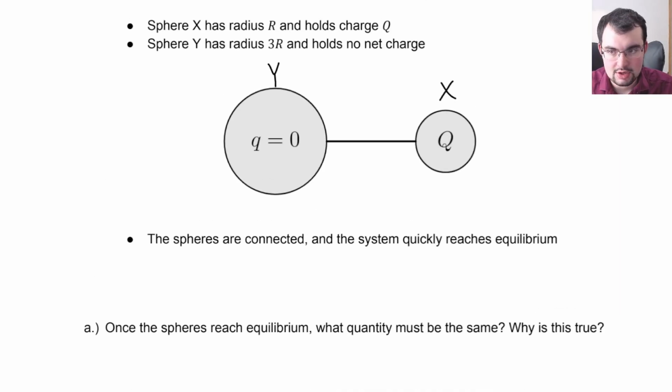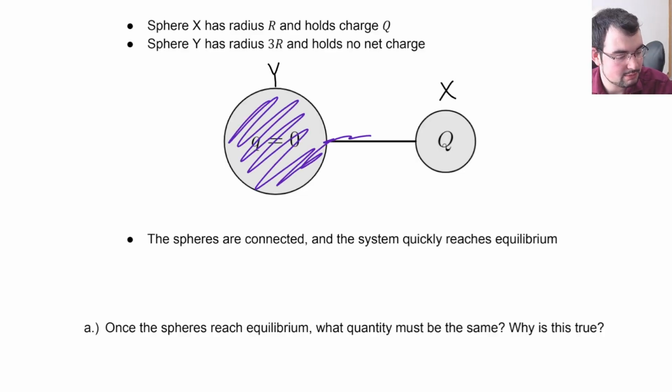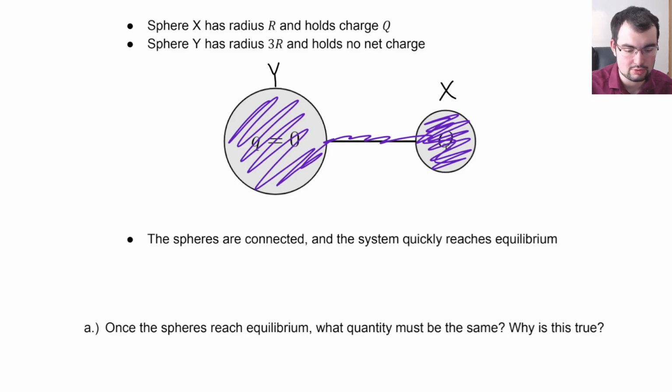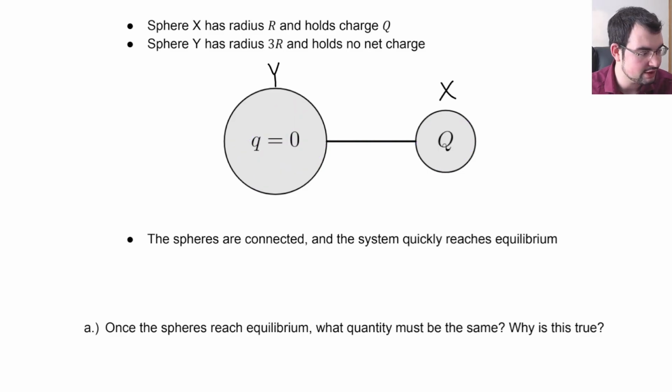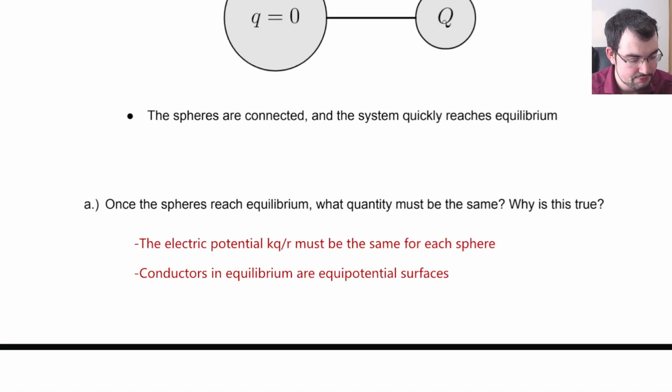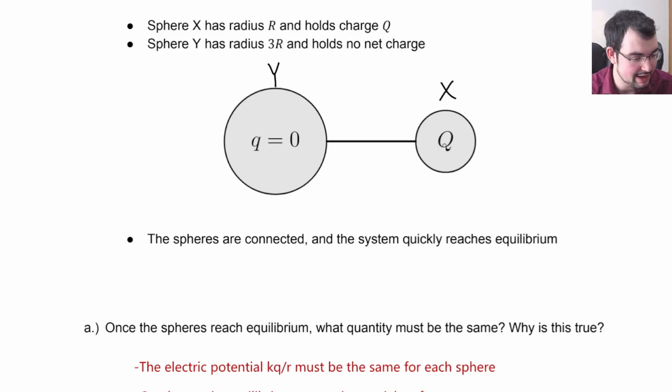Well, remember, these are conductors. So when conductors reach equilibrium, there's no E field in them, which means that their potential must be the same. Because potential is what drives this charge flow. Think of it like batteries. So the electric potential kQ over R must be the same at equilibrium because they have to be equipotentials.